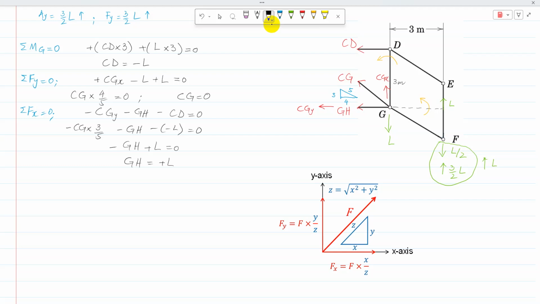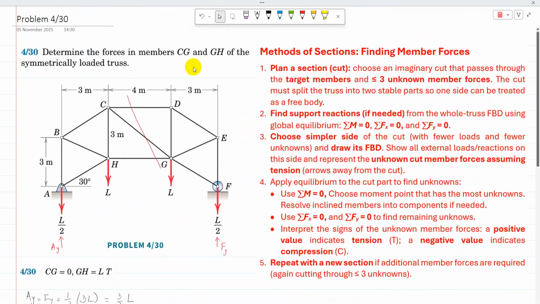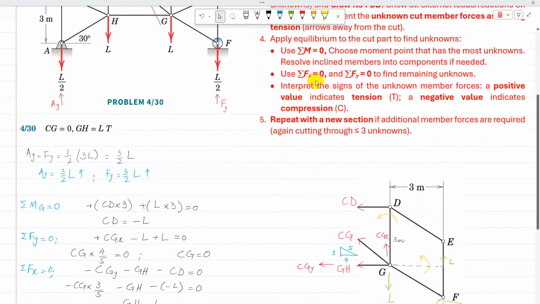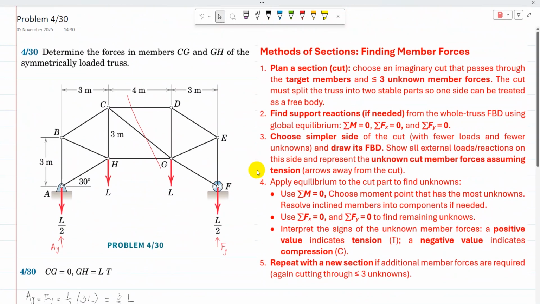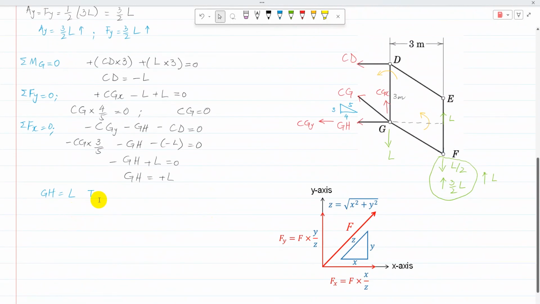So now, in this question, what is required is GH and CG. After finding the unknowns, we need to interpret the signs. A positive value indicates tension and a negative value indicates compression. So now GH is positive, so GH is equal to L, and that is in tension. Because there is no unit of L specified here, it is L in tension.